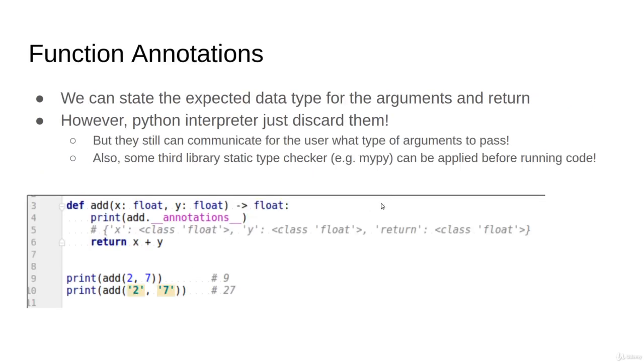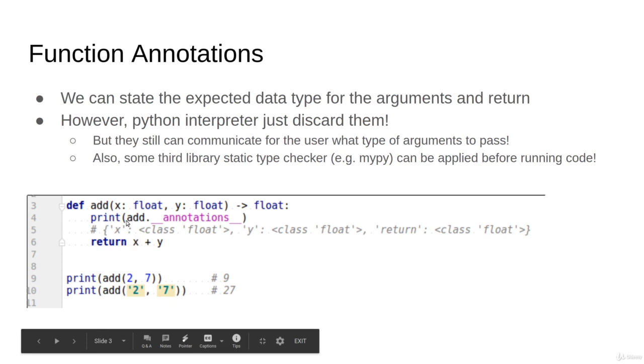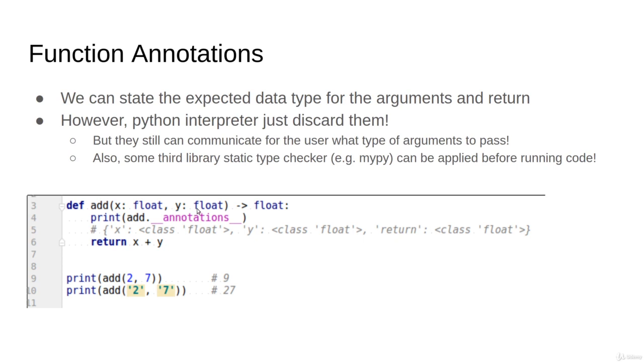Now let's go into details. I would like you to take a minute to read this function and guess what is a bit new in it compared to what we learned. If you read here, it seems we have 3 extra things. After x, we have colon float, after y we have colon float, and before the colon of the function, we have an arrow float. We are communicating to someone who is using our function that we expect x to be a float, y to be a float, and the return of the function to be a float.